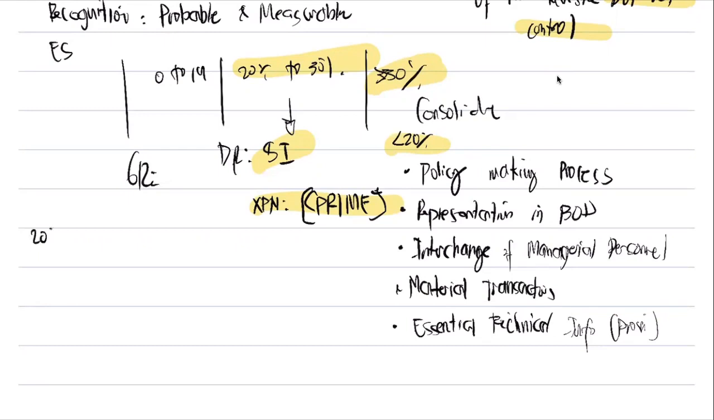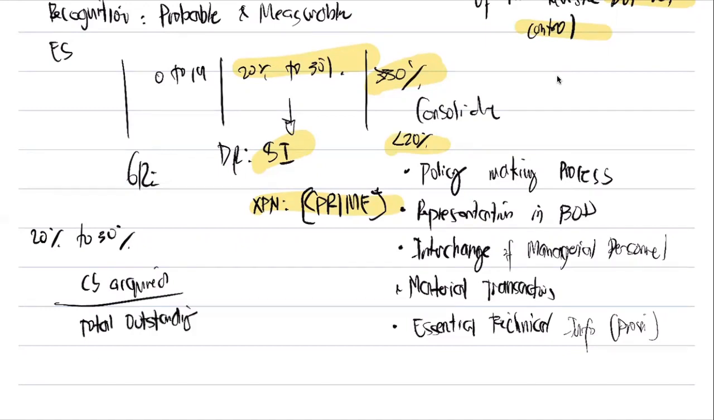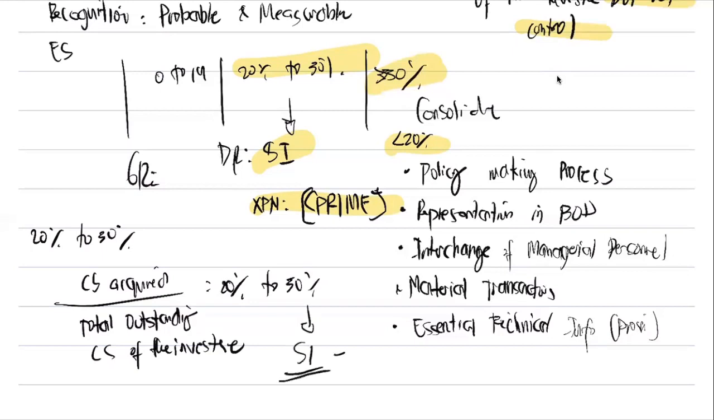So how do we compute for your 20 to 50% ownership? So it is based on your common stock that is acquired divided by your total outstanding common stock of the investee. So the amount of your common stock that you acquired, so common stock of the investor acquired from the investee, divided by the total OCS of the investee. If that is within 20 to 50%, then you can account for significant influence, investment in associate.